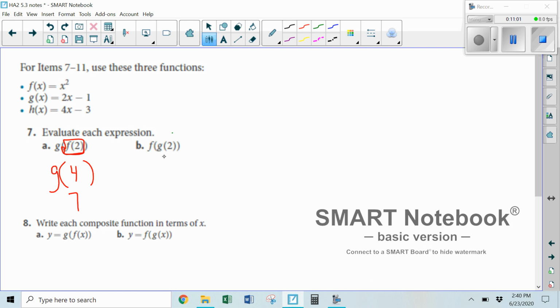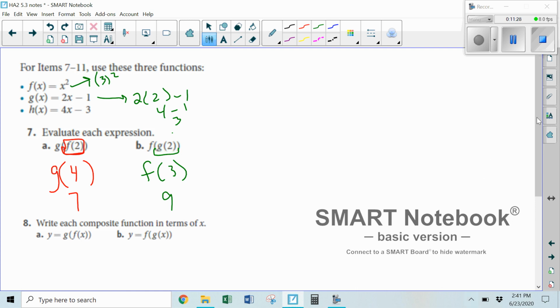The inside function is g of 2. So I take the g function and I plug in 2. So that is 3. Now I do f of 3. So my f function, plug in a 3, I get 9.